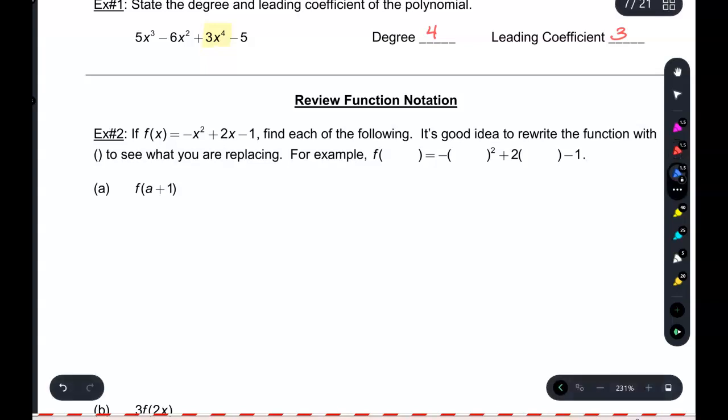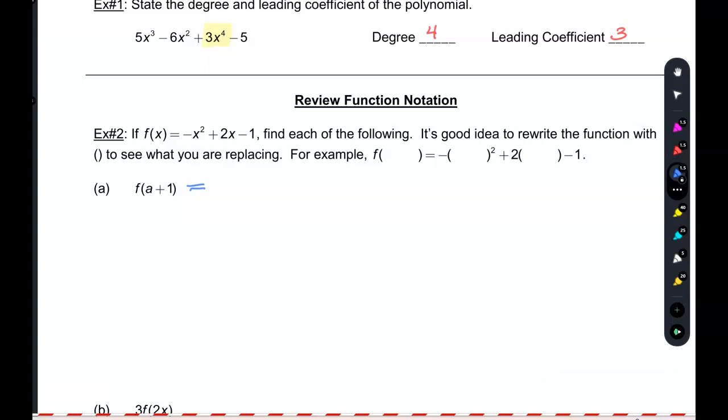So here, I have negative a plus 1 squared, right? Because I'm replacing x with a plus 1, plus 2 times, instead of x, I'm going to replace that with a plus 1, and then minus 1 at the end. Okay with that?